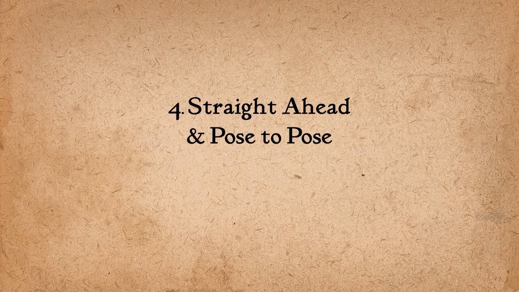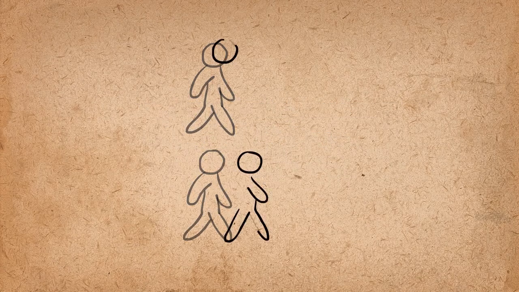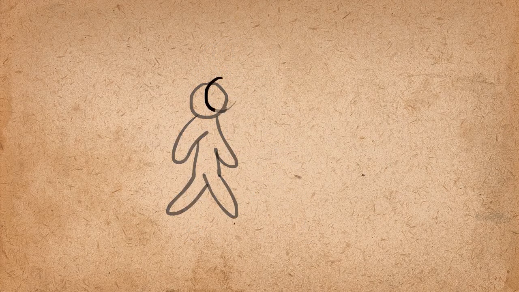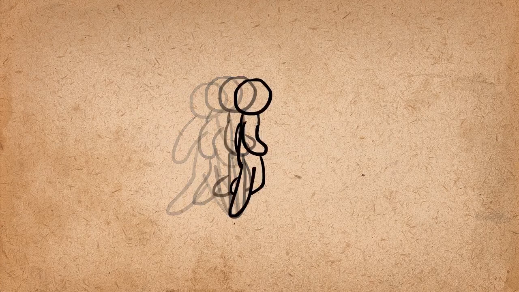It's called straight ahead and pose to pose. This term describes 2 methods used to animate drawings. The first method, straight ahead, is where you draw the first drawing, and then you draw the second drawing, and then the third drawing, and so on. It's basically animating as you go.